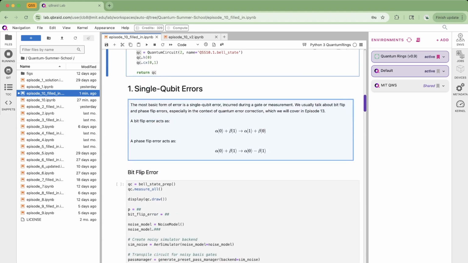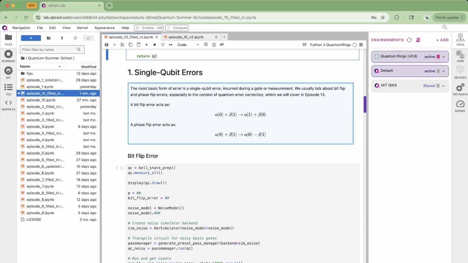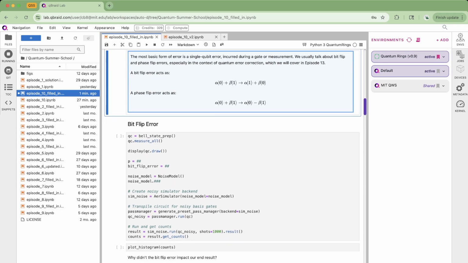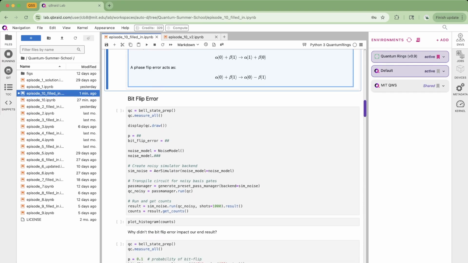So the most basic form of error is a single qubit error, and this is usually incurred during a gate or a measurement. When we talk about T1 and T2 decay, we're normally thinking of that as happening over a period of time. A bit flip error is going to flip every 0 to a 1 and every 1 to a 0, and then a phase flip error is going to flip the phase of the 1 state. So here's an example of a bit flip error.